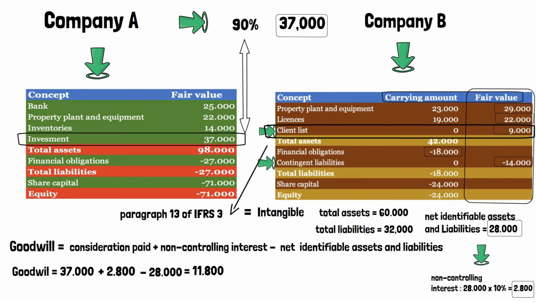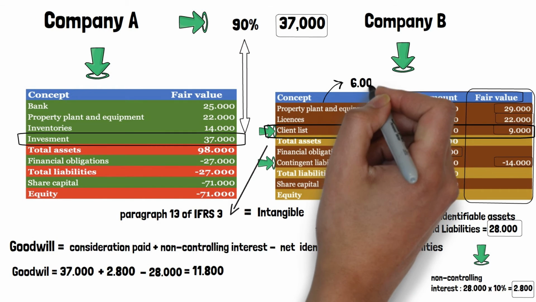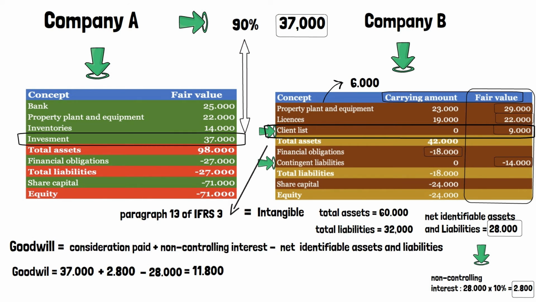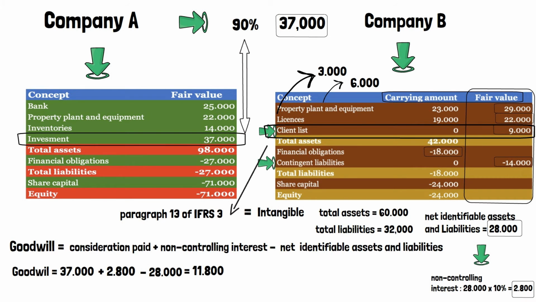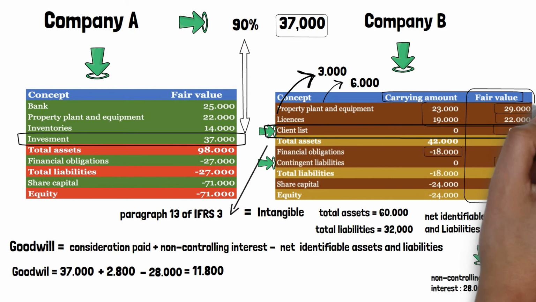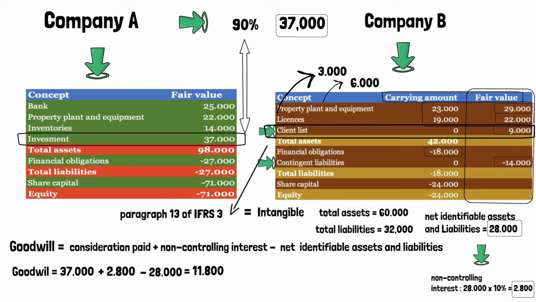Company A must make the following accounting entries in its consolidated financial statements. An adjustment to property, plant and equipment for 6,000 and licenses for 3,000. This adjustment represents the difference between these assets recognized at cost and their fair value. On the other hand, we must also recognize the client list and the contingent liability that Entity B had not recognized in its financial statements.